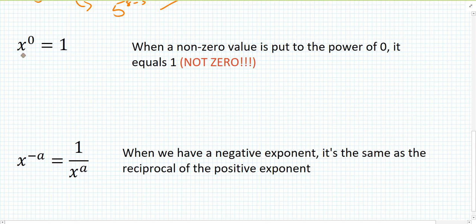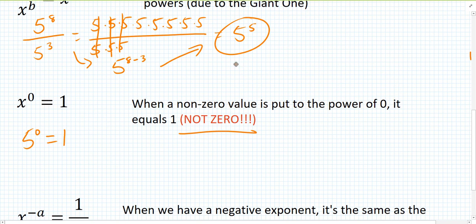This one isn't a shortcut or anything. This is more just understanding a power with an exponent of 0. So if there's anything to the power of 0, it's going to be 1. In other words, if I have 5 to the power of 0, that doesn't equal 0. It doesn't equal 5. It actually equals 1. And we're going to bring back the previous property, the one where we talked about subtracting the exponents, to make sense of that.